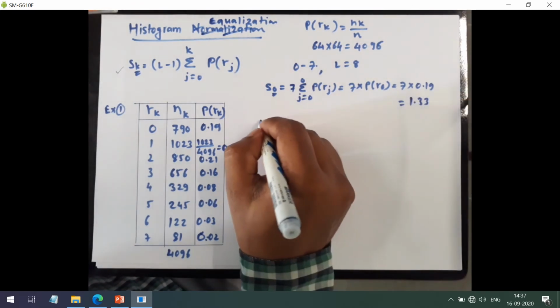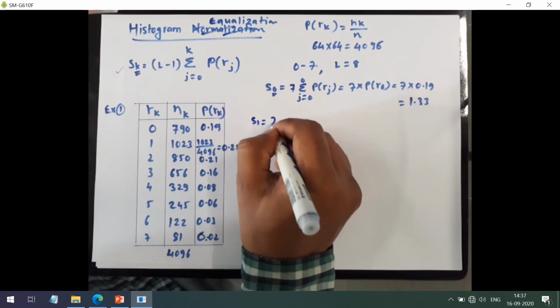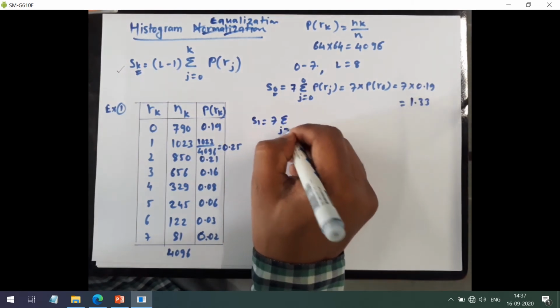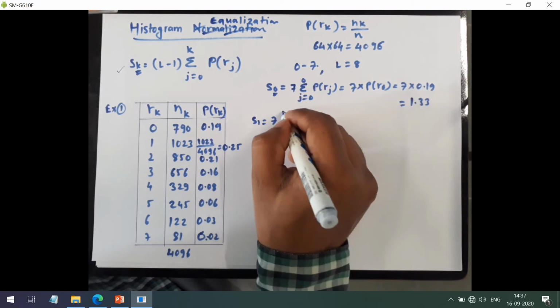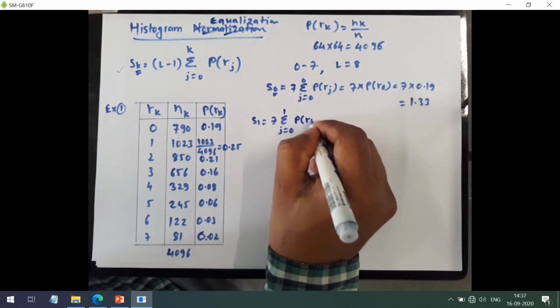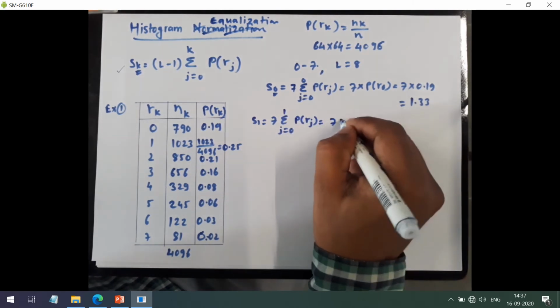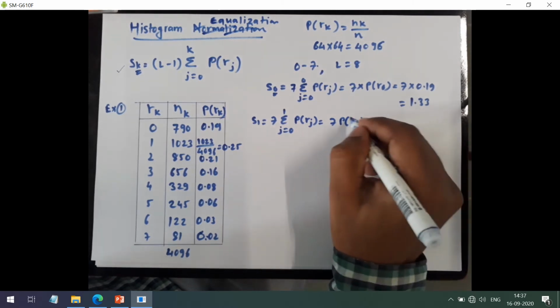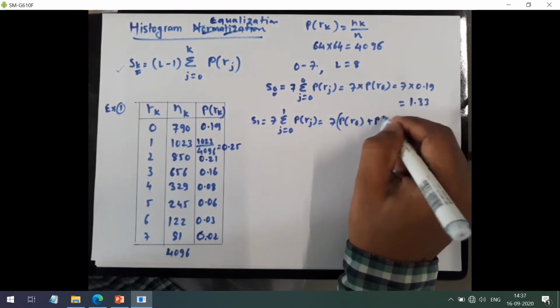Similarly, the value of S1 will be 7 times the summation from j equals 0 to k, where the value of k is now 1, of P of Rj. So it will be 7 times P of R0 plus P of R1.